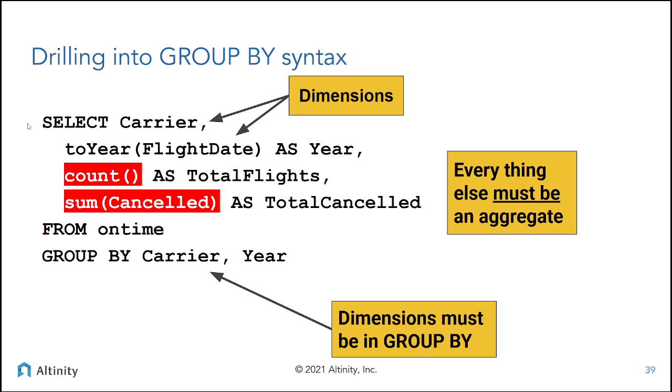So here's drilling into this group by syntax and using these aggregates. Again, you will have the dimensions, which are the things you're grouping by. These are the characteristics of your data that are important for you and for which you want to count things or otherwise aggregate them. So we're using carrier and year, and then we're going to count the number of total flights and the sum of the canceled. So anything that is not a group by has to be an aggregate. It needs to be one of these aggregate functions, otherwise you'll get a syntax error.